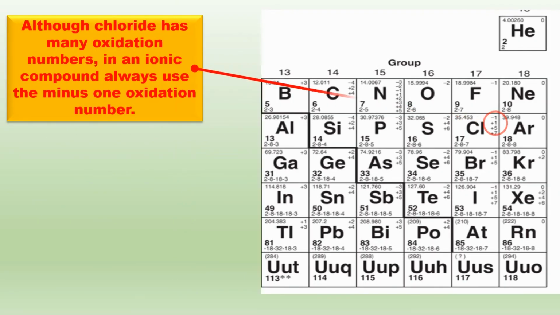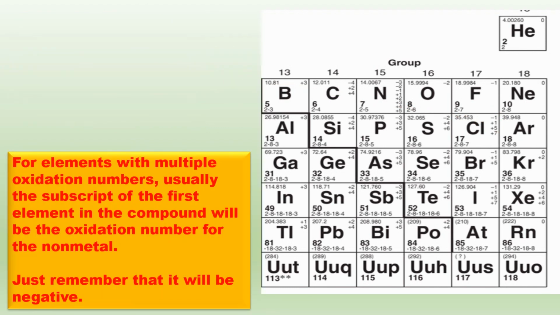Although chloride has many oxidation numbers, in an ionic compound always use the -1 oxidation number. For elements with multiple oxidation numbers, usually the subscript of the first element in the compound will be the oxidation number for the nonmetal. Just remember, it will always be negative.